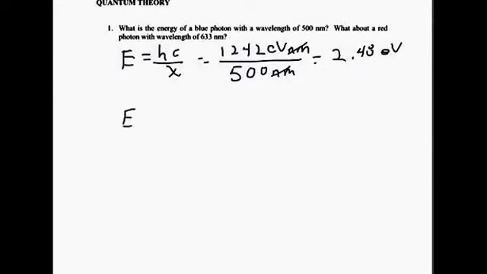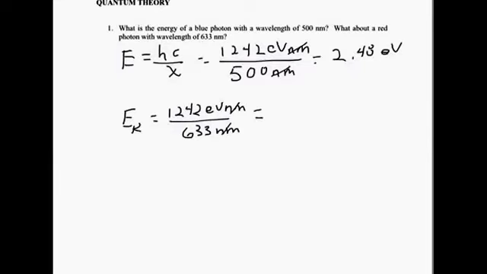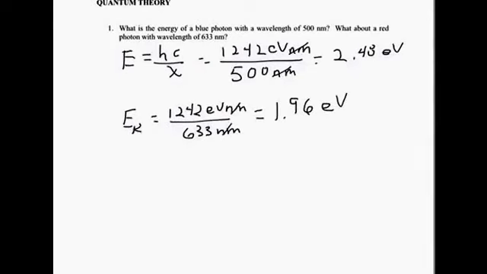For the energy of red light, which has a wavelength of 633 nanometers, we're going to have 1,242 electron volt nanometers divided by 633 nanometers. Nanometers are going to cancel once again, and I get a value of 1.96 electron volts.